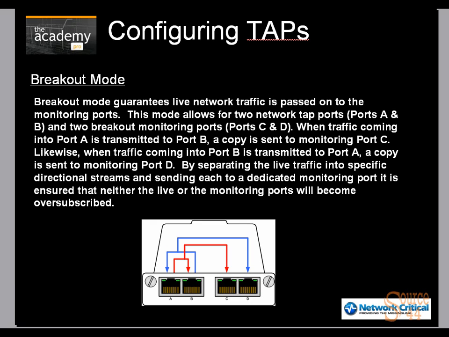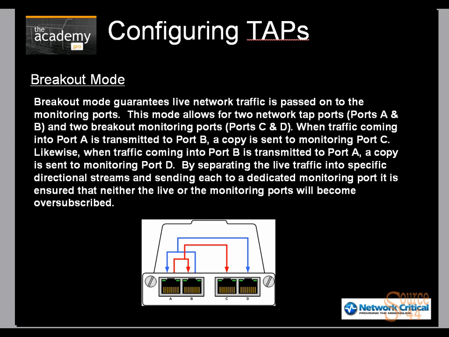So basically, as opposed to other methods of configuring taps, it's saying whatever traffic you pass to one port will go onto a monitoring port, and you won't oversubscribe or basically kill the port. Latency is what I'm trying to get at. There's not too much latency, dropped packets, and so on. So breakout mode essentially allows you to do that. Aggregation mode does something totally different. We'll have a video on that for you shortly.